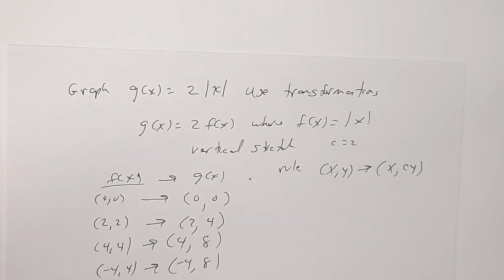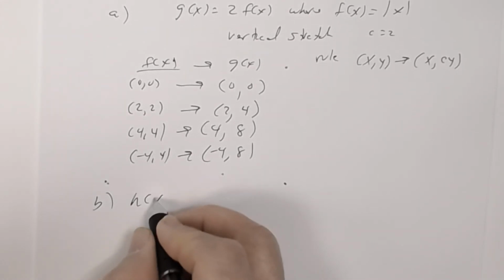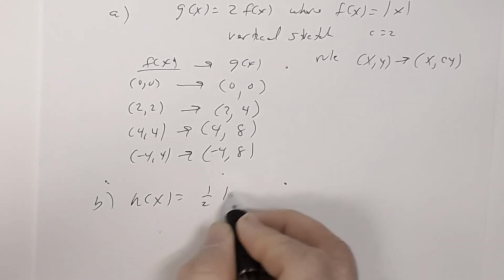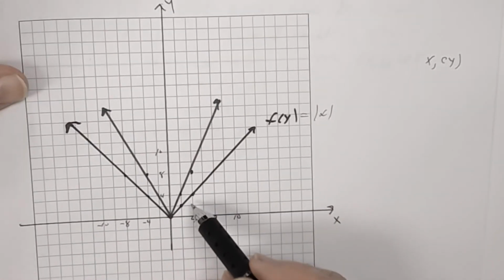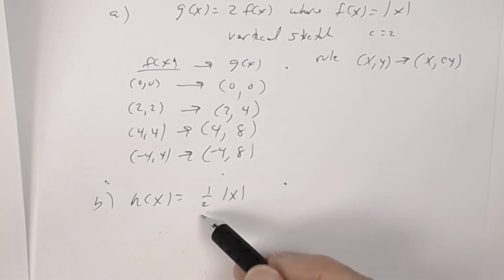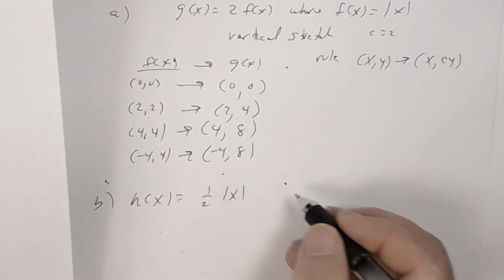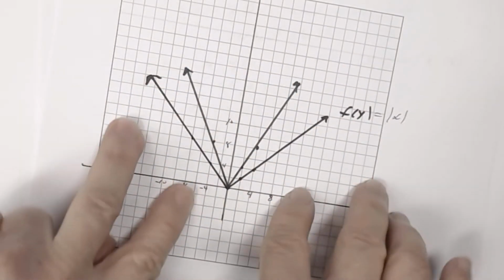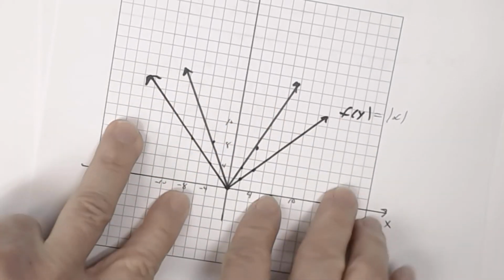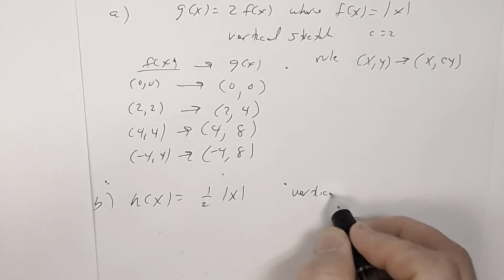So still using this, let's look at part B. Suppose part B, I had h of x, which is 1/2 absolute value of x. All right? So remember, this is absolute value of x right here. So what do you think this 1/2 is going to do to this black graph, to this f of x? So is this a vertical stretch or a vertical shrink? Do you think it's going to go towards the y-axis or away from the y-axis? It'll go away. All right, so this is going to be a vertical compression.